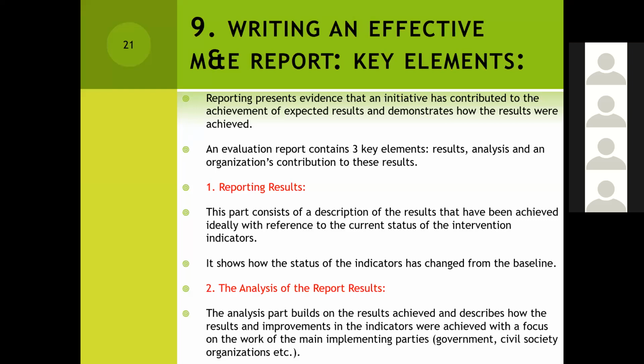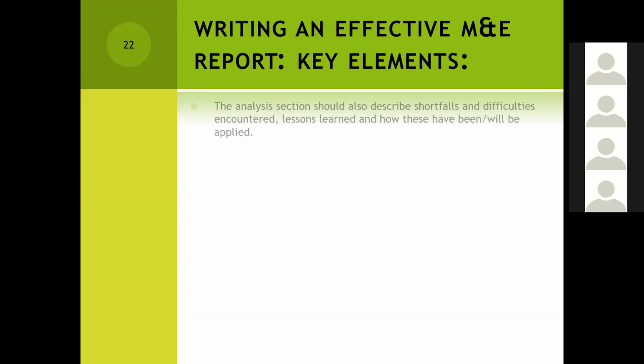And the analysis part builds on the results that have been achieved and also describes how the results and improvements in the indicators have been achieved with a focus on the work of the main implementing partners. Did you have the government? Do you have the civil society organizations involved? It is important to show us how they actually contributed to the achievement of those results as much as possible.